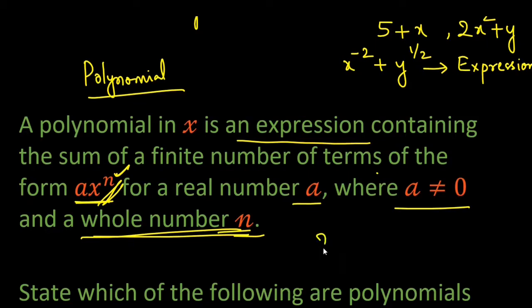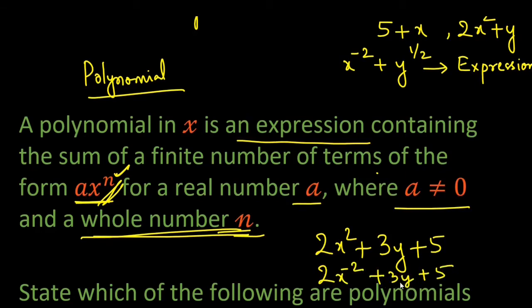For example, 2x square plus 3y plus 5 is a polynomial. 2x power minus 2 plus 3y plus 5 is not a polynomial. This one is a polynomial.